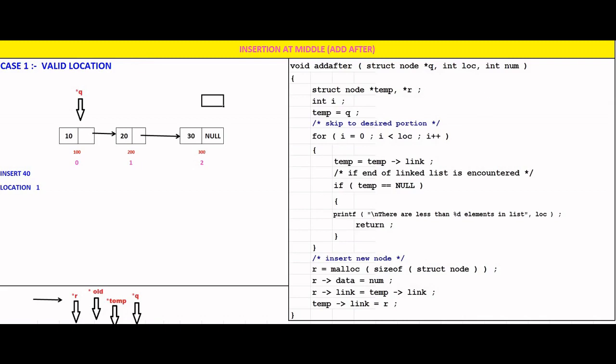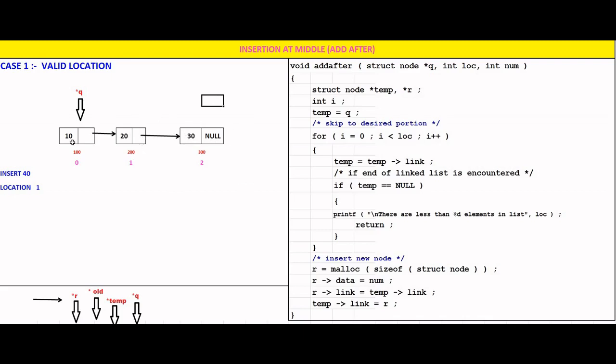Why? Because if I want to insert an element between 10 and 20, I can say that we are going to insert a node between 10 and 20, or we are going to insert a node after 10. Also, if I want to insert the node between 20 and 30, I can say that I am going to insert the node between 20 and 30, or I am going to insert a node after the 20.